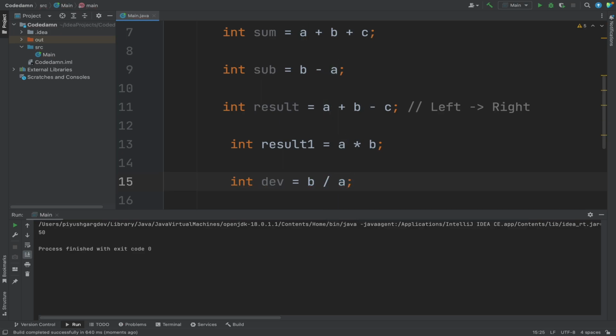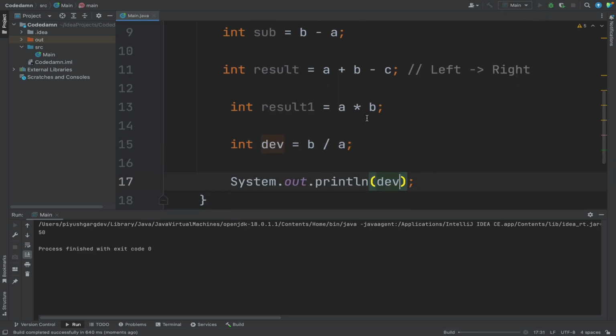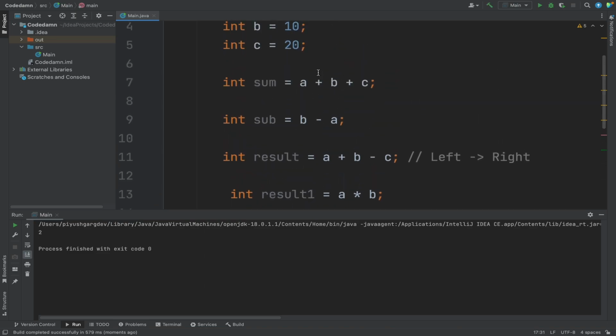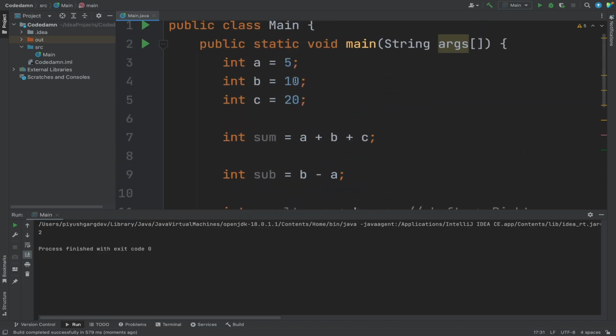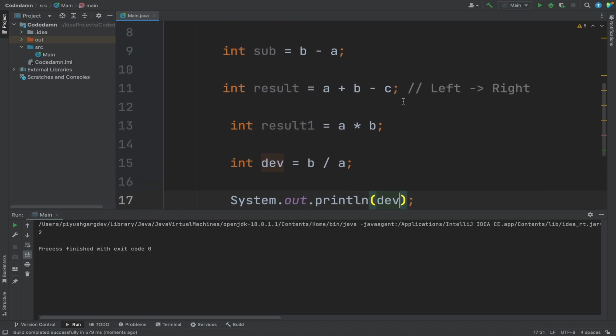So this forward slash basically means divide. Let's try to print this divide as well. And as you can see, we are getting 2. So basically 10 is getting divided by 5, which is 2, right? So in the basic operators, we have plus, minus, multiplication, and division.